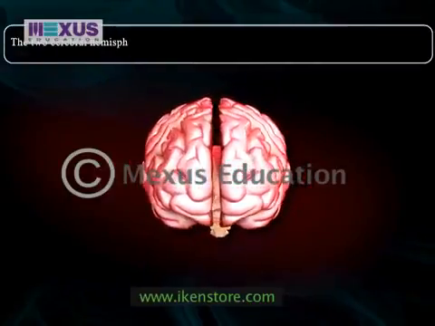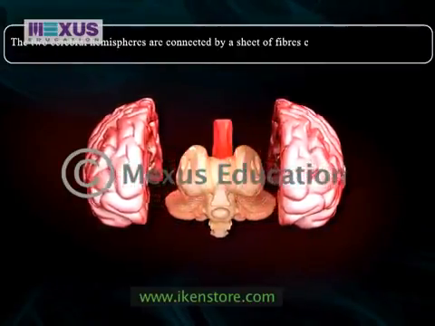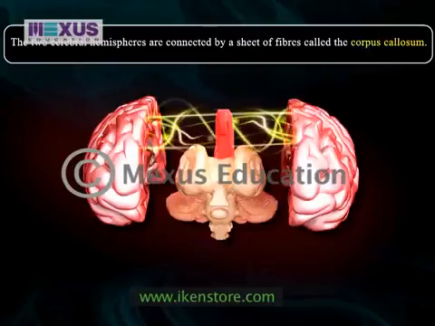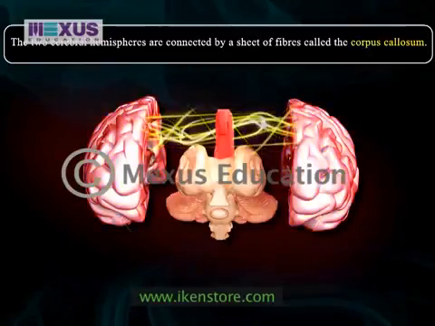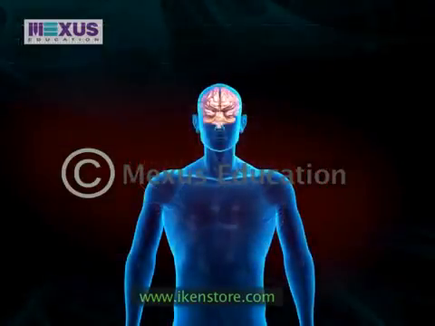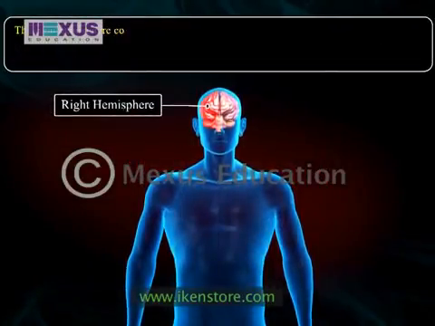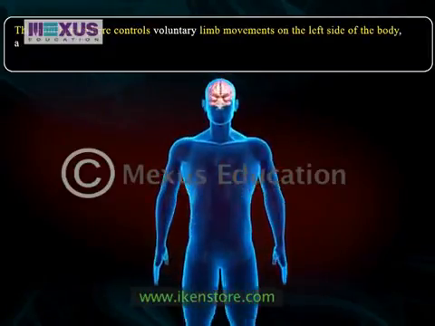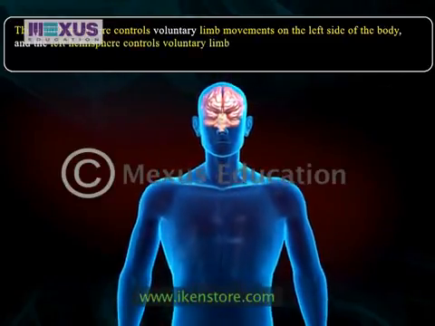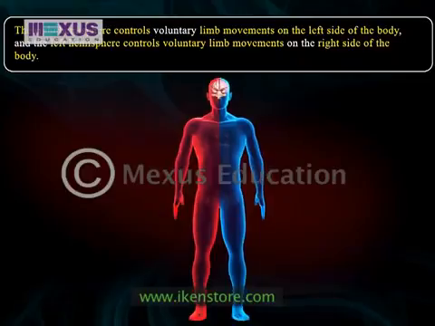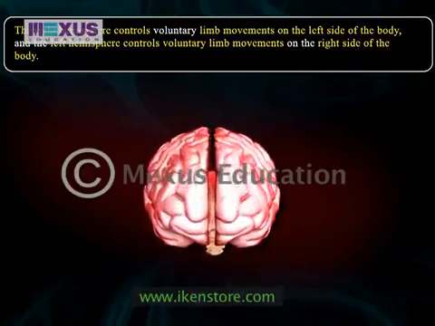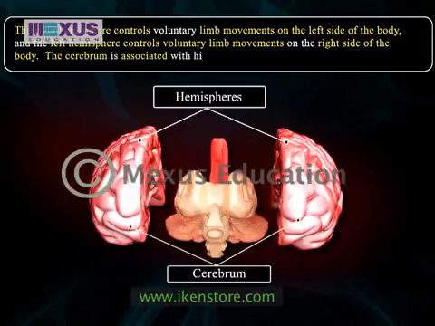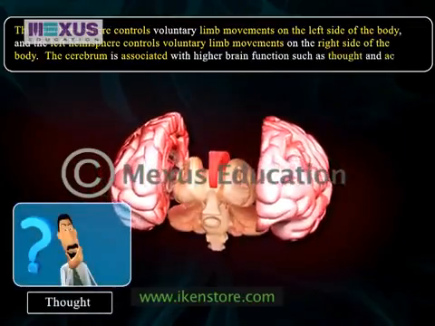The two cerebral hemispheres are connected by a sheet of fibers called the corpus callosum. Its function is to transfer the information from one cerebral hemisphere to the other. The right hemisphere controls voluntary limb movements on the left side of the body, and the left hemisphere controls voluntary limb movements on the right side of the body. Almost every person has one dominant hemisphere. The cerebrum is associated with higher brain function such as thought and action.